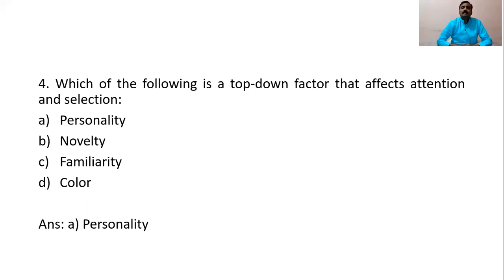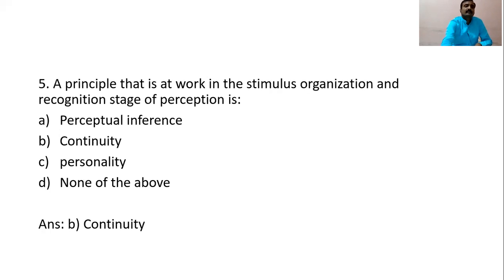Which of the following is a top-down factor that affects attention and selection? Personality, novelty, familiarity, color. So the answer is personality. Personality is considered a top-down factor that affects the attention and selection of the products or services. A principle that is at work in the stimulus organization and recognition stage of perception is: perceptual inference, continuity, personality, none of the above. So the answer is continuity. A principle that is at work in the stimulus organization and recognition stage of perception is called continuity. So the answer is continuity.